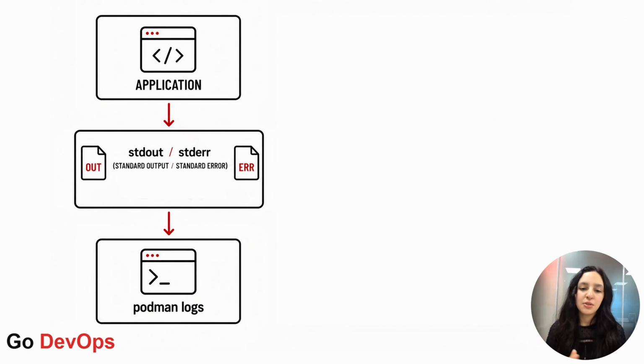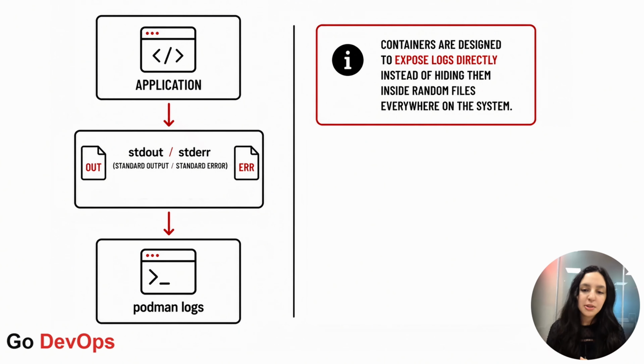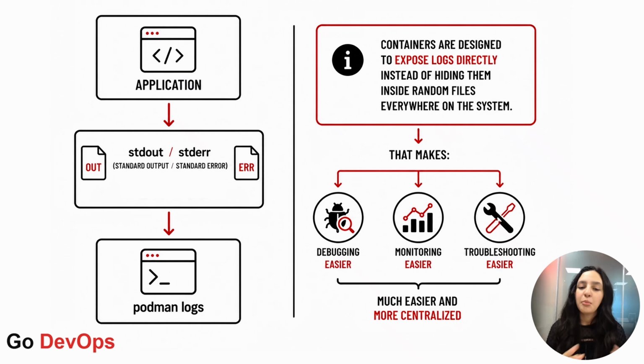In most containerized applications, logs are written directly to standard output and standard error, and operationally this is extremely important because containers are designed to expose logs directly instead of hiding them inside random files everywhere on the system, and that makes debugging, monitoring, and troubleshooting much easier and more centralized.